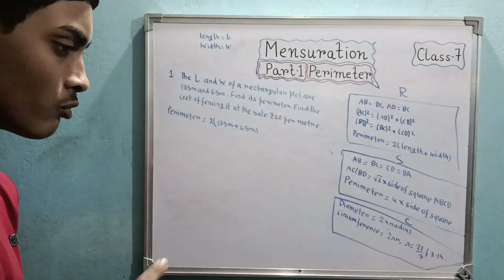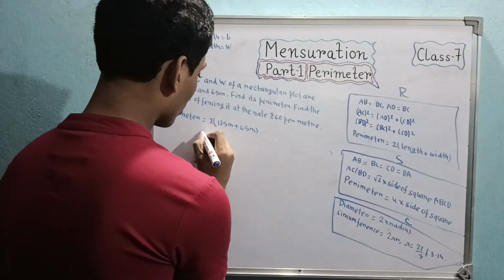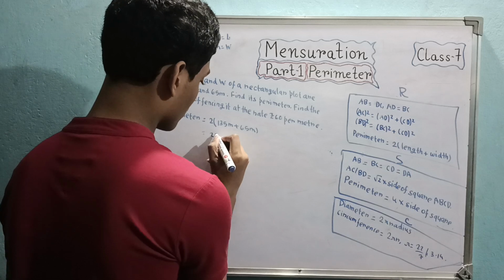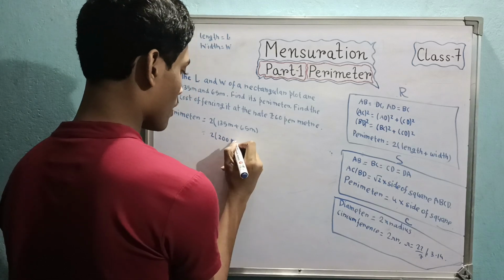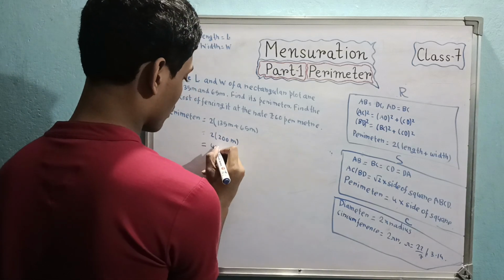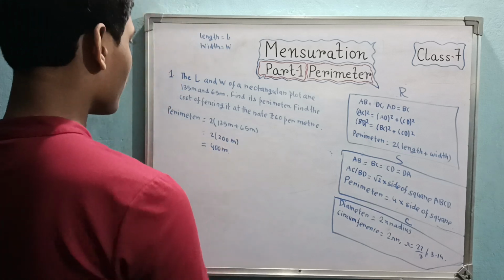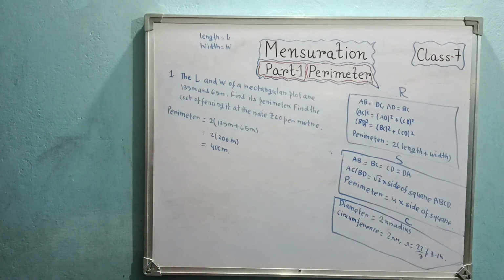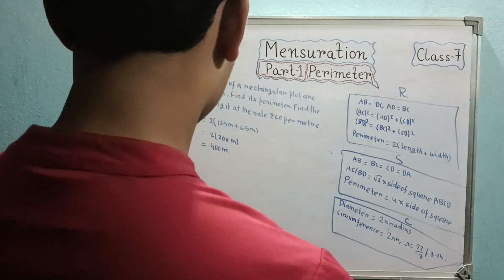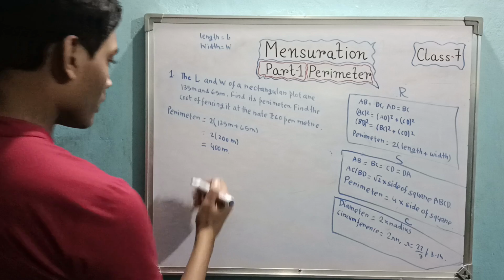135 plus 65 is 200, right? So 2 into 200 meter, and 2 into 200, what a simple calculation, 400 meter. That is the perimeter of this rectangular plot. That is the use of the formulas. If you know it, you can directly put the values and get your answer within 3 to 4 seconds.